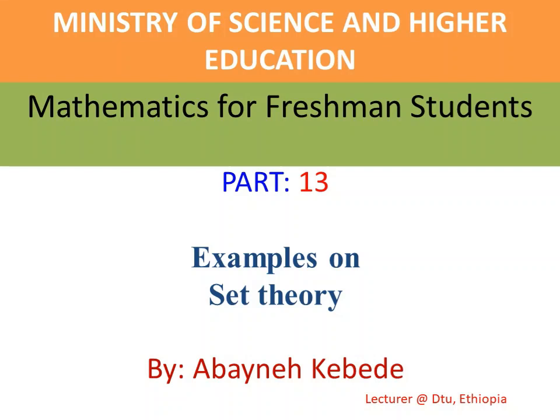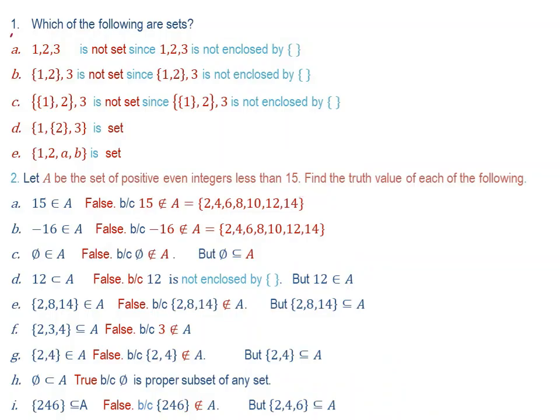Part 13: Examples on Set Theory. Now let us start from example number 1. Example number 1 says, which of the following are sets? A. 1, 2, 3. This is what?